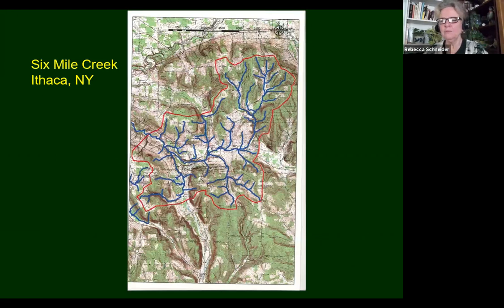So let's look at the natural flow regime for Six Mile Creek. This is the watershed and the river that feeds the reservoir, which is the water supply for the town of Ithaca, New York. And that's the topographic quad. We've outlined the stream, Six Mile Creek, for you and put in the red line to show the watershed divide.